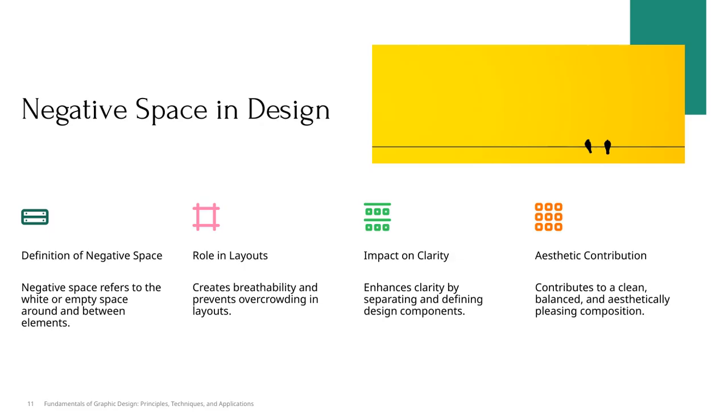So, what exactly is negative space? It's the white or empty space that surrounds and separates the different components of a design. Think of it as the canvas that gives each element room to breathe. This space has a big impact on clarity. By clearly separating and defining different parts of your design, negative space makes everything easier to understand. It guides the viewer's eye naturally from one component to the next without confusion.